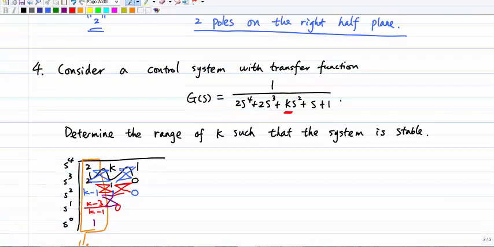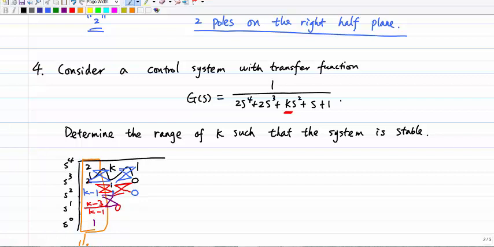So let's go back to the question. I give this G(s), which is 1 over 2s to the 4th plus 2s to the cube plus Ks squared plus s plus 1. Like I mentioned before, we still build the Routh array, with a vertical line and a horizontal line.